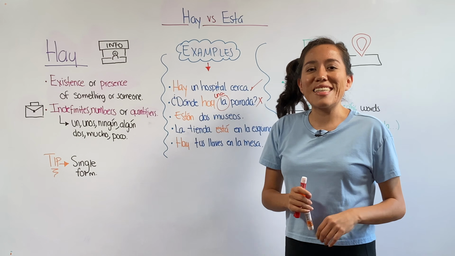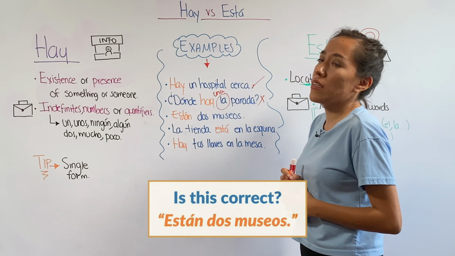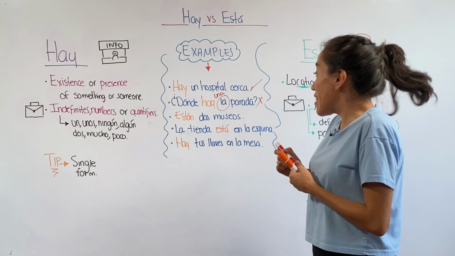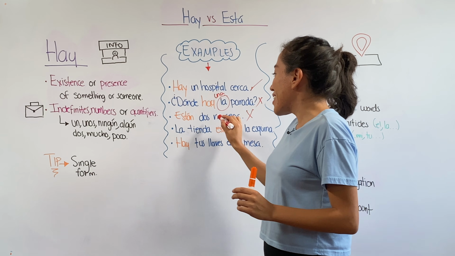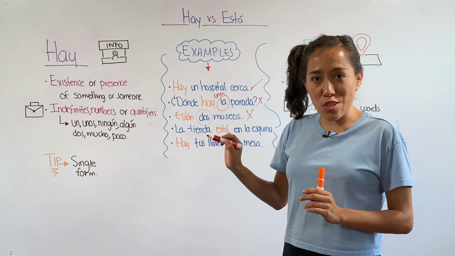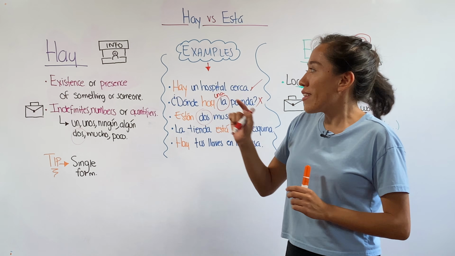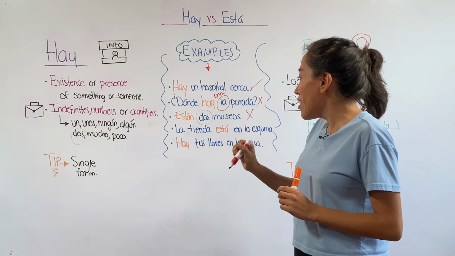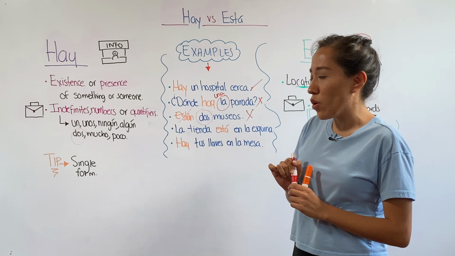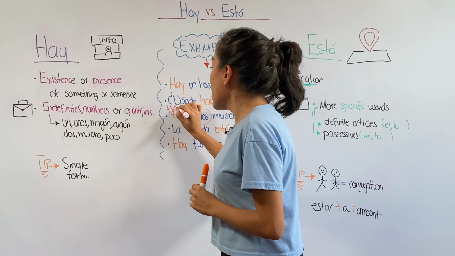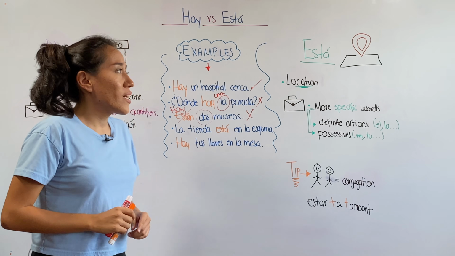Let's go check sentence number 3. Están dos museos. Is this correct or incorrect? This is incorrect. And I know we haven't learned estar yet, but this number 2, dos, seems pretty much the type of word that hay likes to hang out with. So in this case, this están dos museos sounds a little bit awkward, right? So we need to say hay dos museos. That's great.